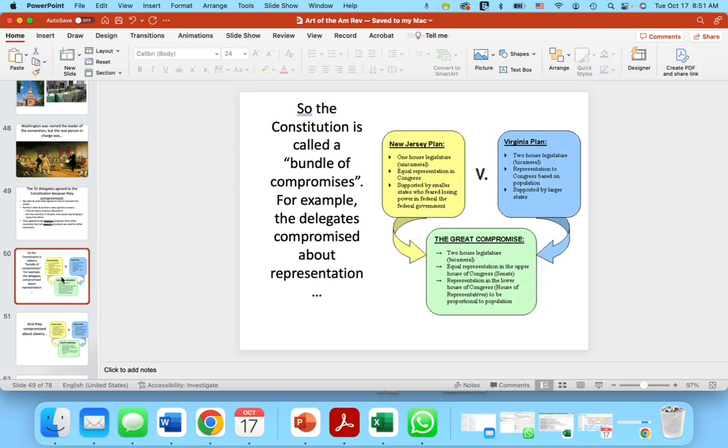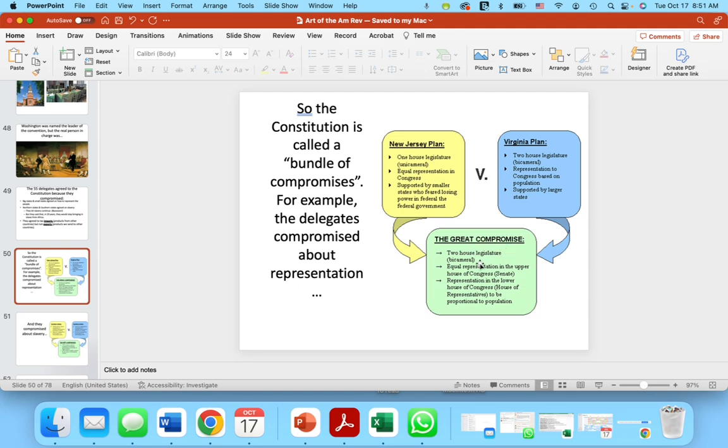So here you have two compromises: the slave trade compromise, you have the tax compromise, you also have the representation compromise. That's three. So here it is again: the small states, like the New Jersey plan, where every state would have equal representation. The big states, like the Virginia plan, where representation would be based on the number of people in your state. So they reached what is called the Great Compromise.